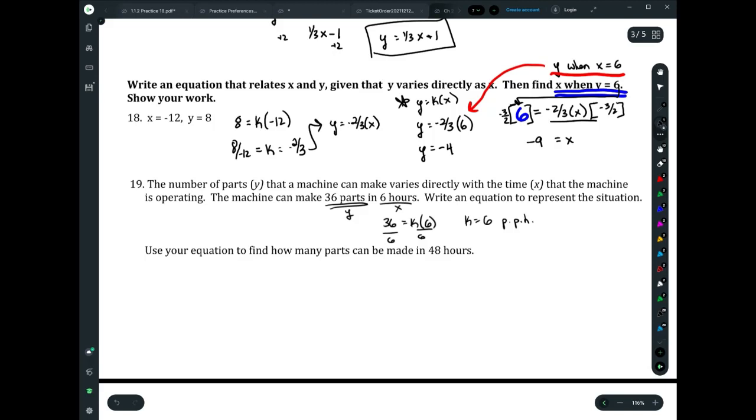So how many parts can be made in 48 hours? If we simply have y is equal to 6 times 48, that will tell us how many parts can be made in 48 hours. Sometimes students have different ways to think about those, which is fine. 288 is the number of parts.